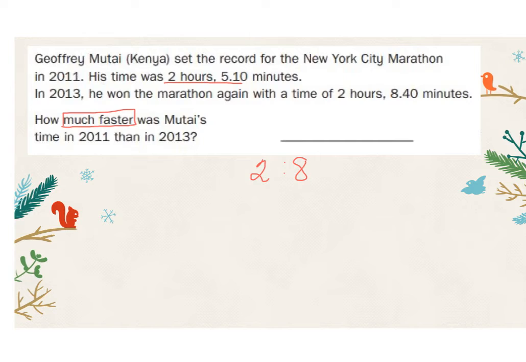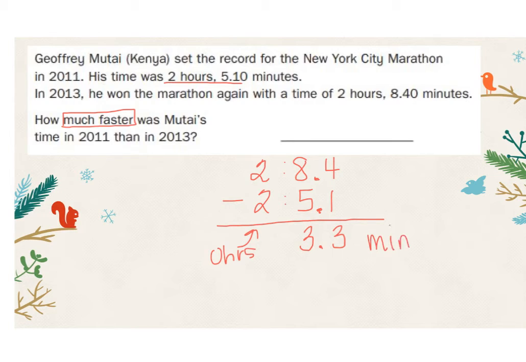But I have 8 in the minutes and 4/10 of a minute. And then I'm going to subtract the 2 hours, 5 in the minutes, and 1/10. Let's see, well, if we subtract the tenths, we'd have a 3 and 3, and then these are 0 hours. So we have 3 and 3/10 just in minutes.